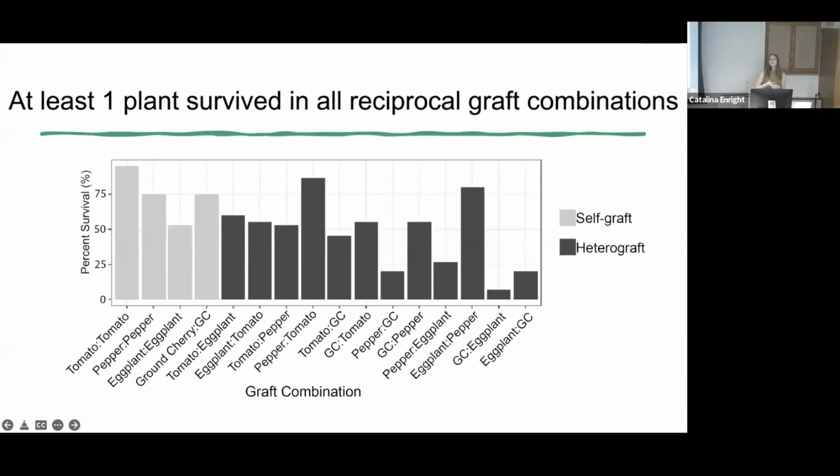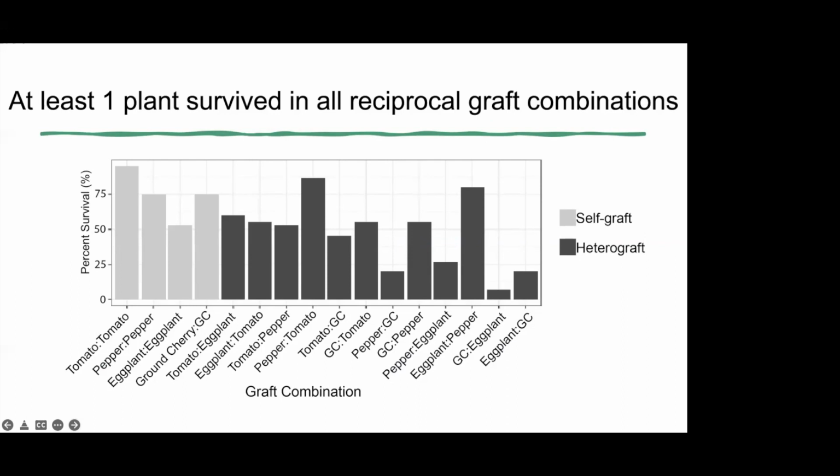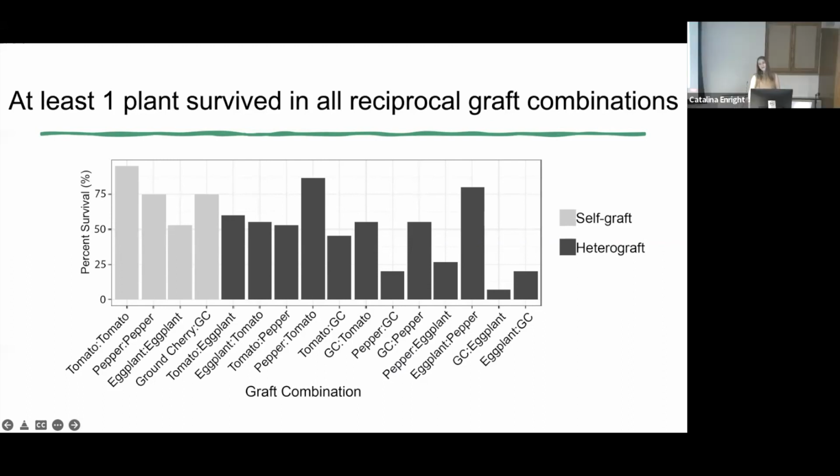So I grafted 16 different combinations, and I was actually able to get at least one plant to survive in every single graft. Obviously, there's some that performed better than others. For instance, ground cherry grafted onto eggplant was not super happy to be around 30 days after grafting.